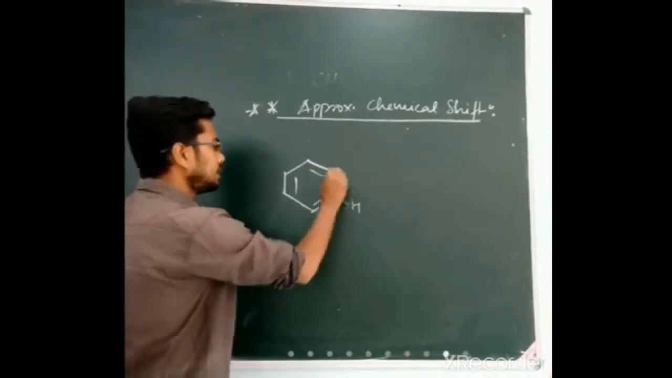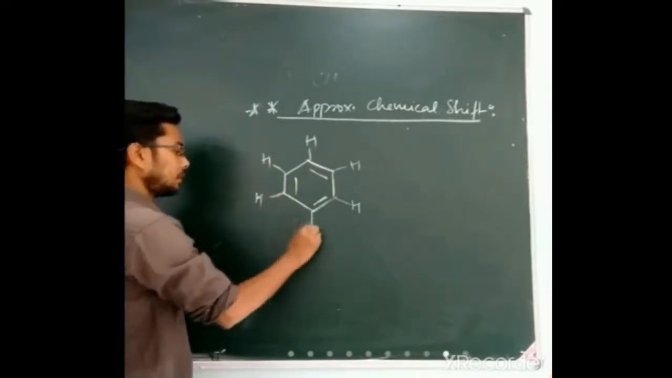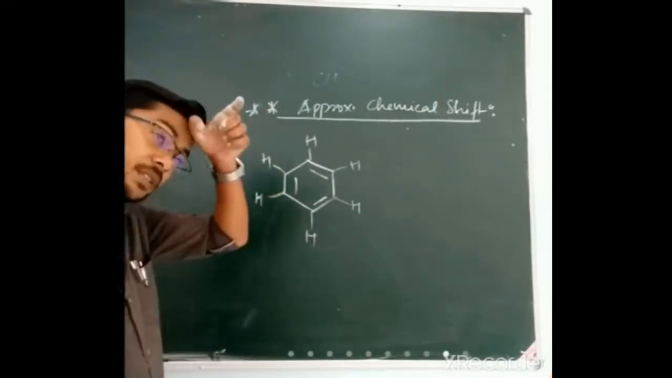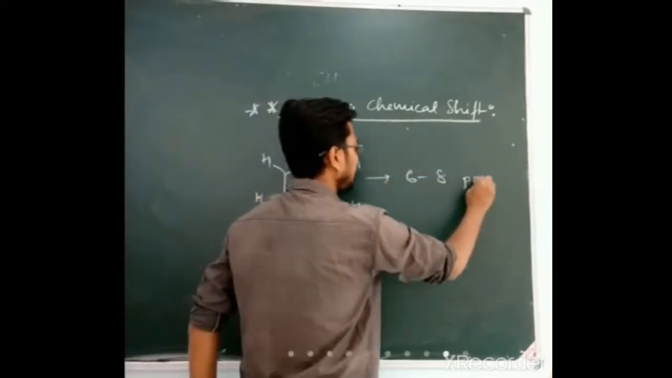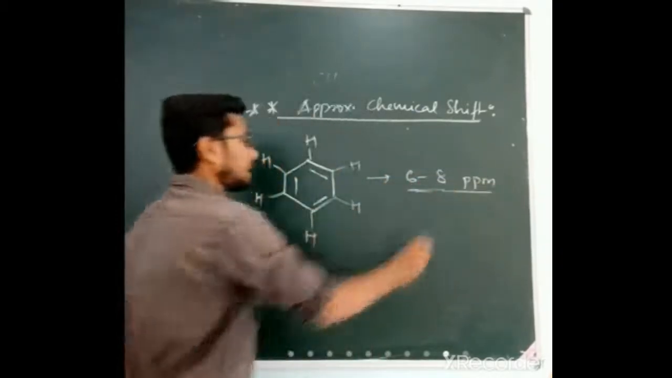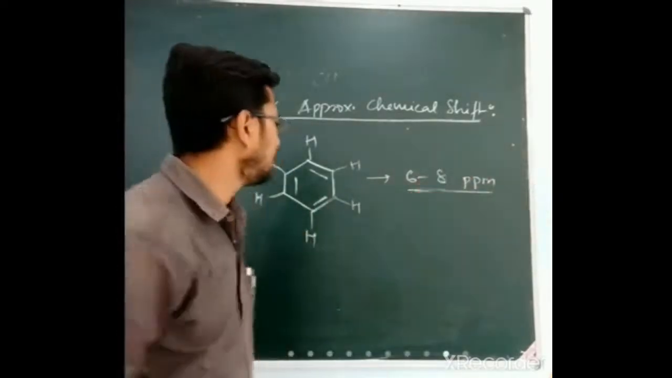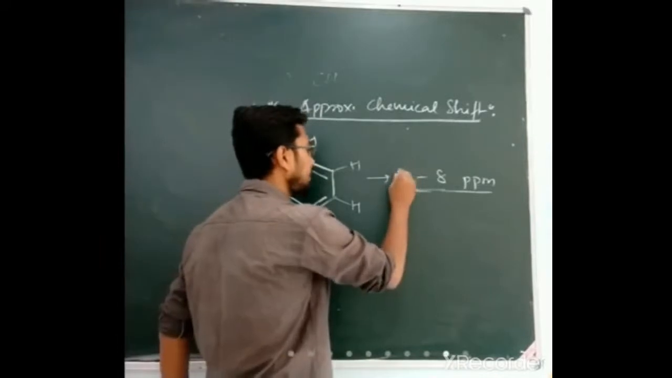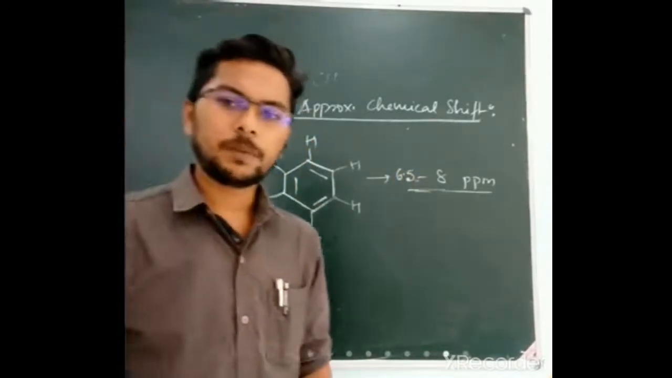Aromatic ring hydrogens fall in the region 6 to 8 ppm. That means in the very downfield. Maybe I can write here 6.5, not 6. 6.5 to 8 ppm. Why?